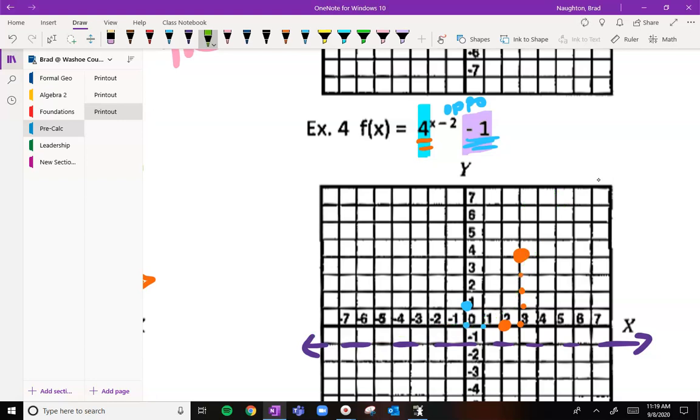Let me see if I can hit those a little bit better. Lord have mercy, you guys hopefully get the point. There we go. Cool with that?